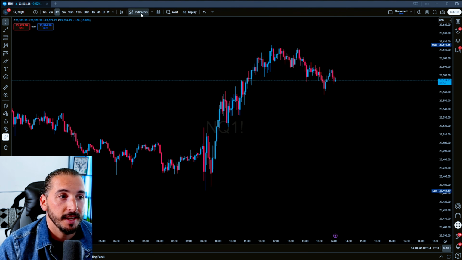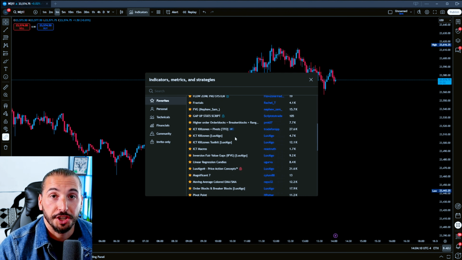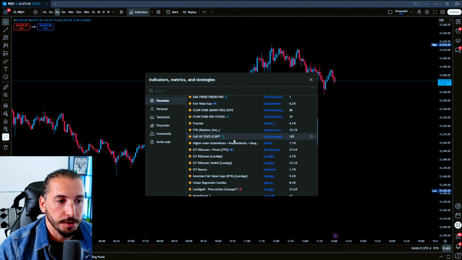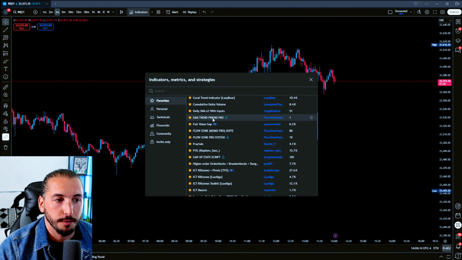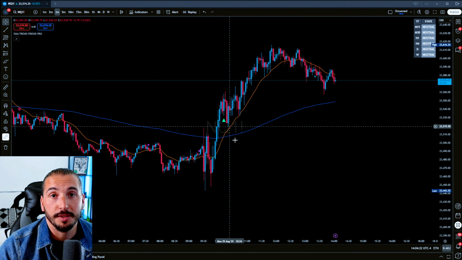Then all you have to do is click the link and add it to your charts, which means coming down into indicators, and all you're going to look for is right here, EMA Trend Friend Pro. You can see it's currently locked. You click that and it will fit straight on your charts and look a little something like this.